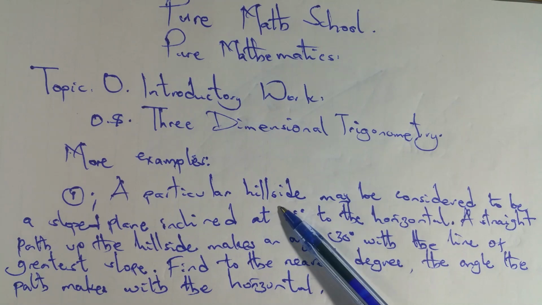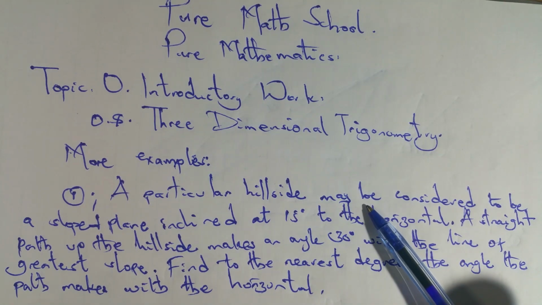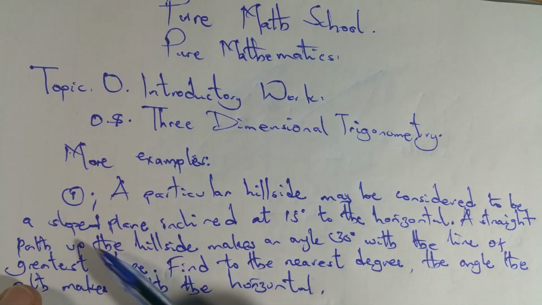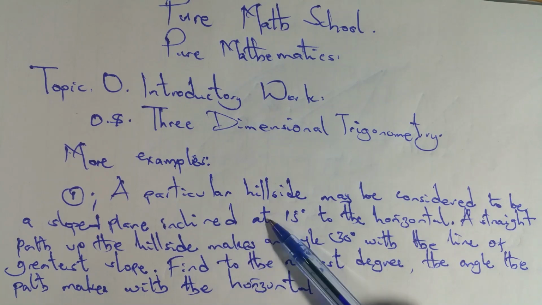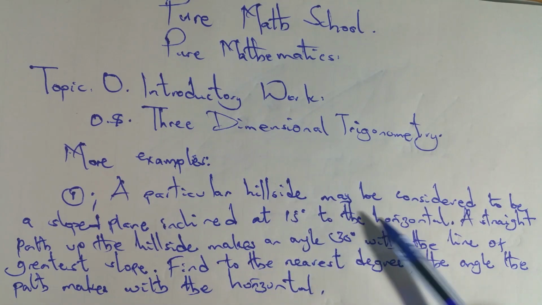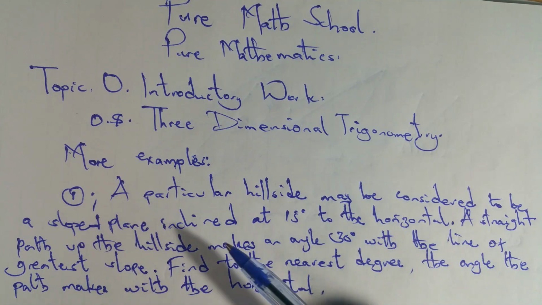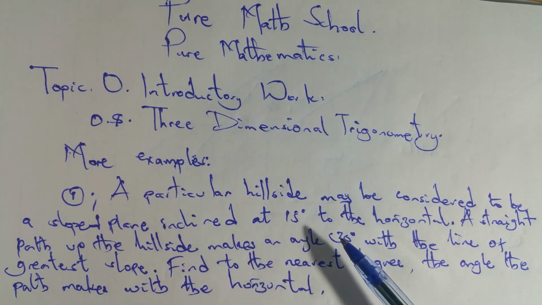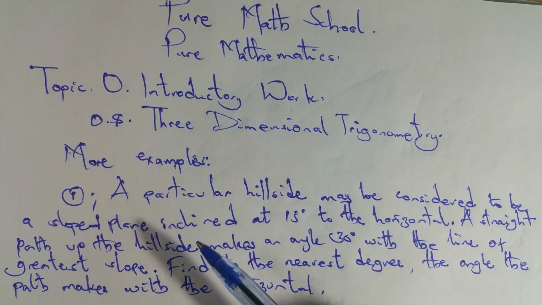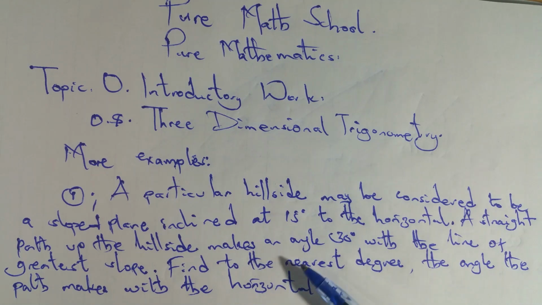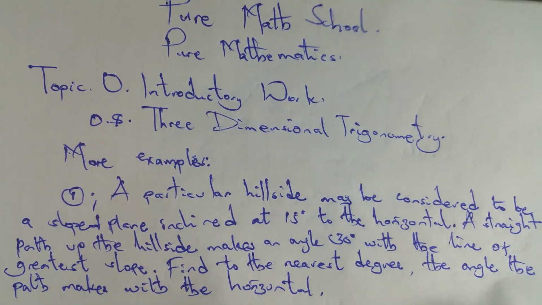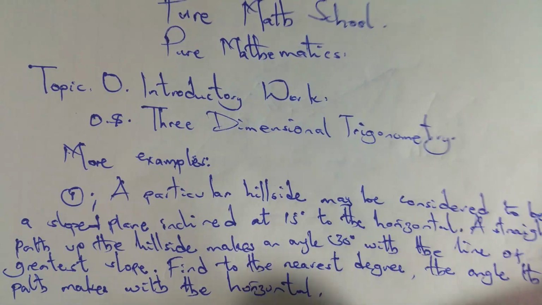A particular hillside may be considered to be a sloped plane or a plane inclined at 15 degrees to the horizontal. And a straight path up the hillside makes an angle 30 degrees with the line of greatest slope. The question is, find to the nearest degree the angle the path makes with the horizontal. So let's try to handle that question and see how we can go about it.